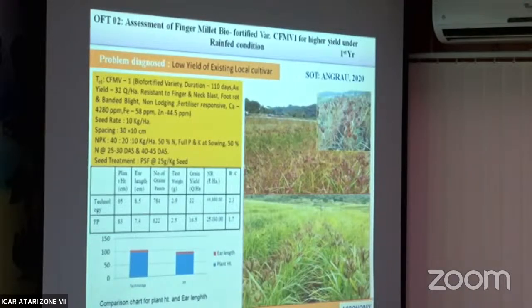Also, on finger millet, we have made an assessment with a biofortified variety, CFMV1. This was compared with the local cultivar. The local cultivar was low yielding, so we compared it with CFMV1, which is a biofortified finger millet variety. It was found that under the same treatment, CFMV1 performed better with a BC ratio of 2.3 as against 1.7, and this is the field condition.